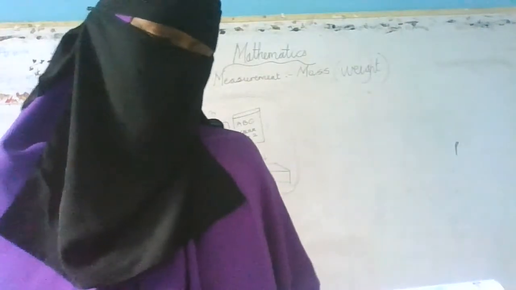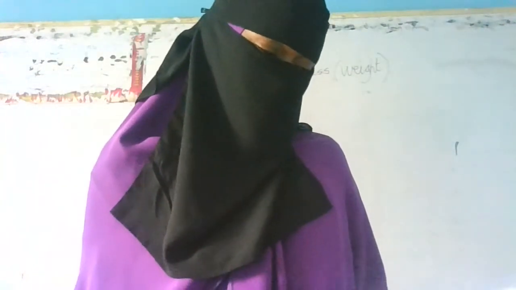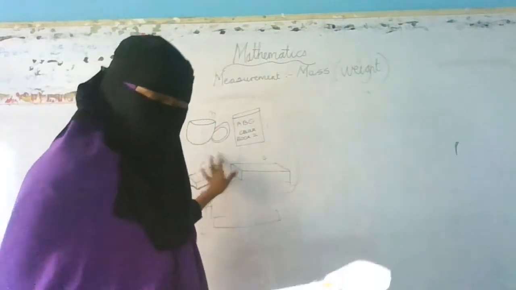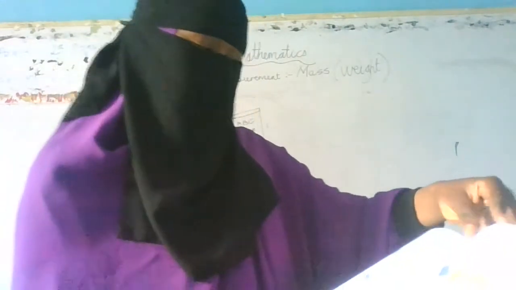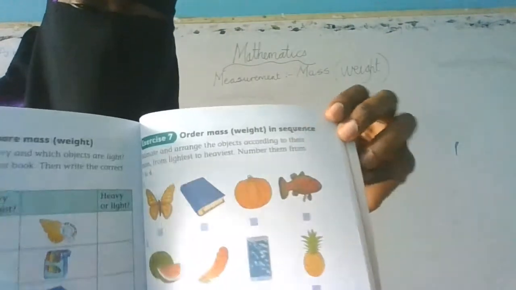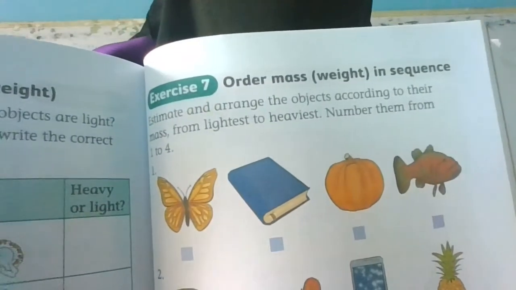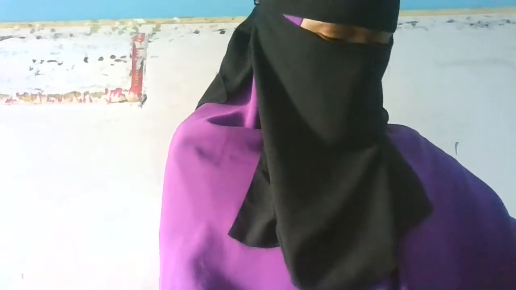And once you're done with that, I want you to do exercise 7 as well, where you're going to number like we did in the previous one. You're going to number them from 1 to 4, from lightest to heaviest. Can you see that? Can you see the small boxes it showed? Number. Very good. So that's going to be your activities for math this week.